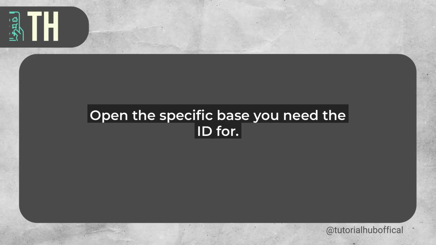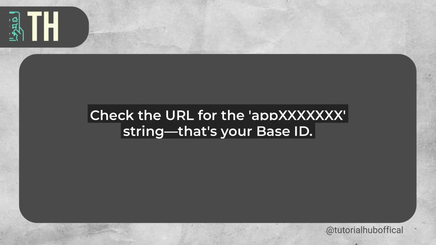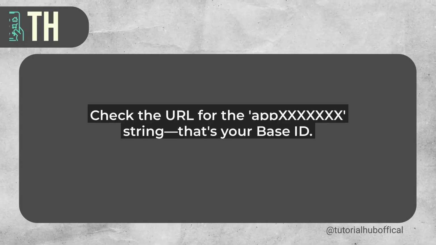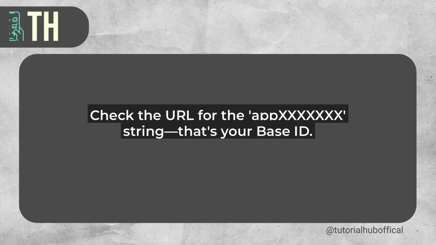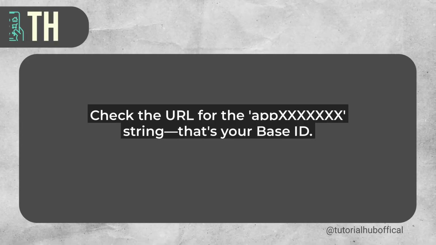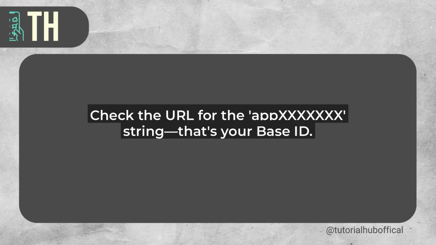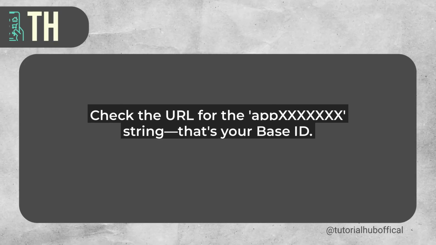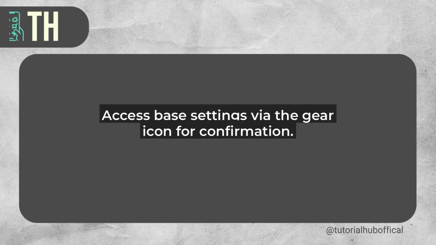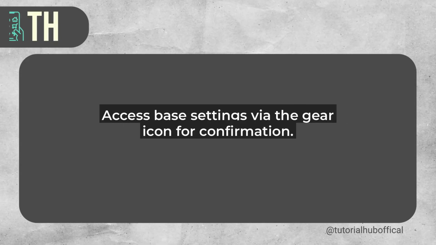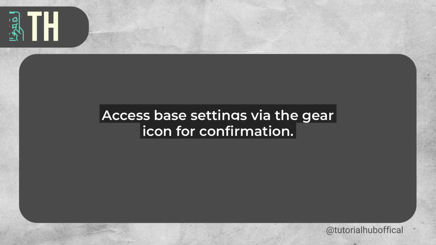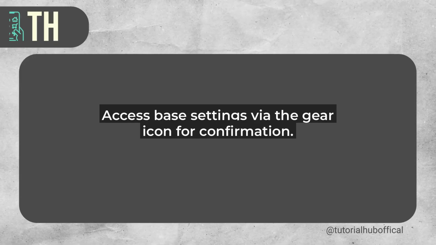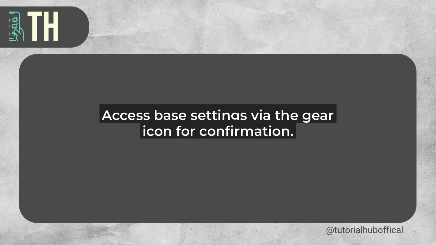Now, look at the URL in your browser's address bar. When you're inside a base, the URL will look something like this: https://airtable.com/appxxxxxx/shrxxxxxx. That app part? That's your base ID. It's a string of letters and numbers that uniquely identifies your base. Simply copy that segment, easy peasy.